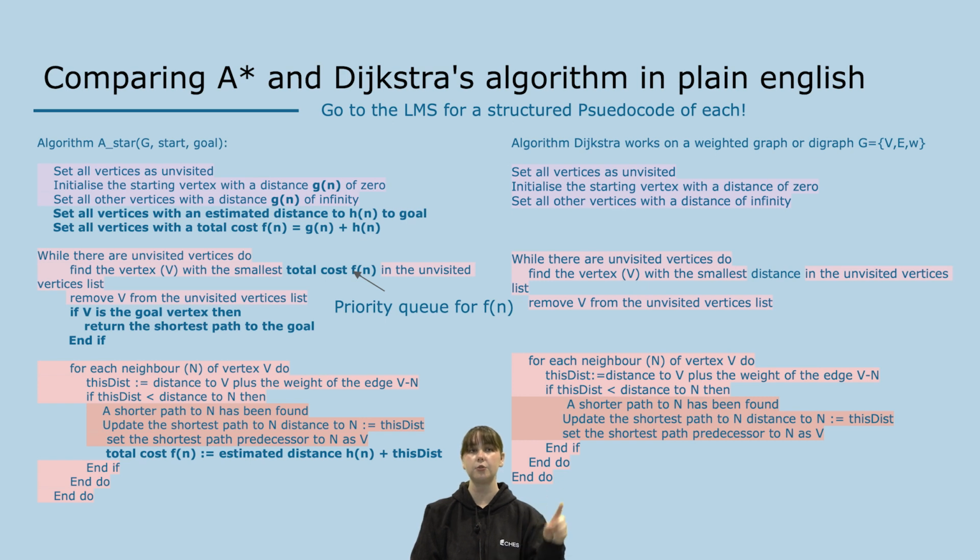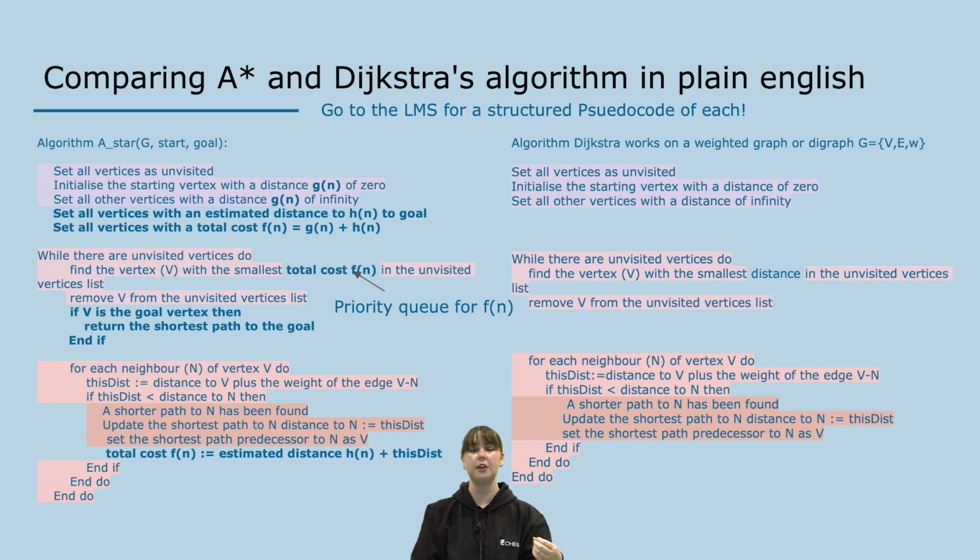Now A-star does something extra here where it sets the vertices to an estimated distance of h of n to the goal. So this distance here is going to be from all the nodes to the end node, our goal node, and that's our prior understanding. We need to figure out how that's measured, but for now all we need to know is that it's setting all the vertices with that estimate, and then we can calculate f of n based on that.